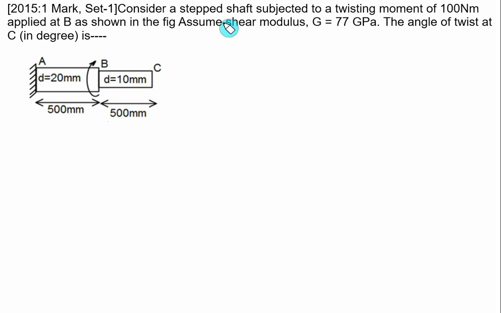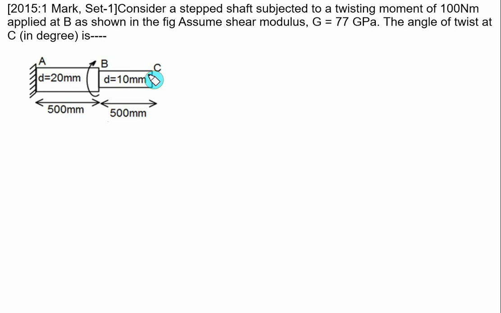Consider a step shaft subjected to a twisting moment of 100 Newton meter applied at B, as shown in the figure. Assume the shear modulus G is equal to 77. The angle of twist at C we have to find out. As shown in the figure, at C there is no torque acting.